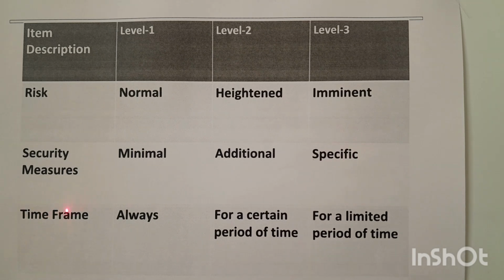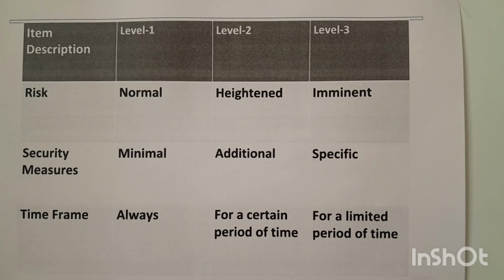Then time frame: for how much time does this particular level remain? Level 1 remains always. If level 2 or level 3 is not there, automatically the ships and port will remain at security level 1. This can never become zero. Then security level 2 is for a certain period of time, let us say 1 day, half a day, or something like that. Security level 3 is for a limited period of time, a very, very short time.